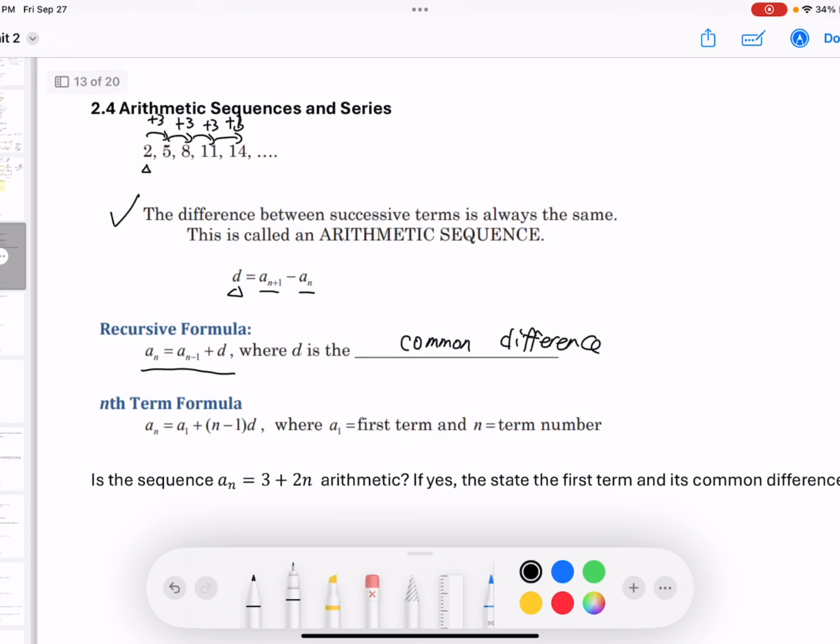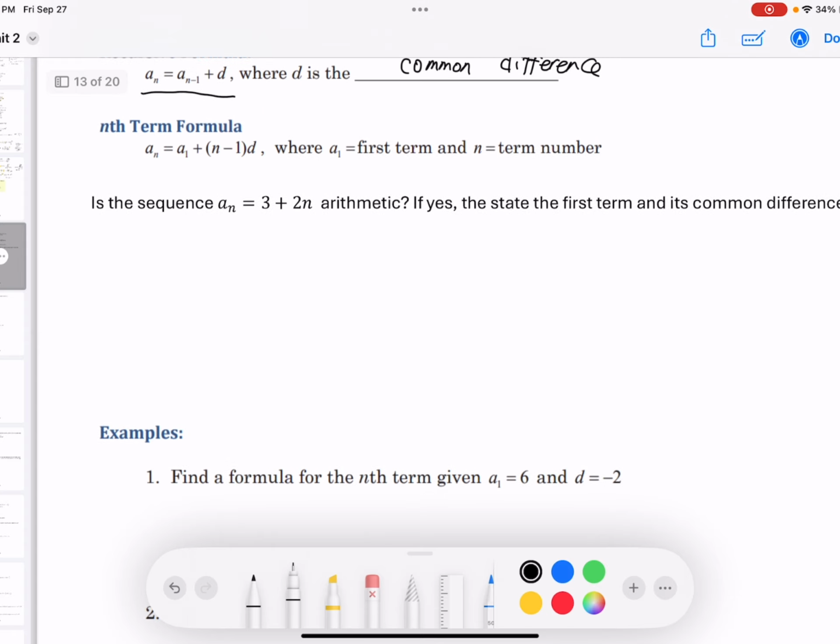Okay, nth term formula. If I have a sub 1 and d and n's value, I can find a sub n. A sub n is equal to a sub 1 plus parentheses n minus 1 times d, where a sub 1 is the first term, n is the term number, and d is the common difference.